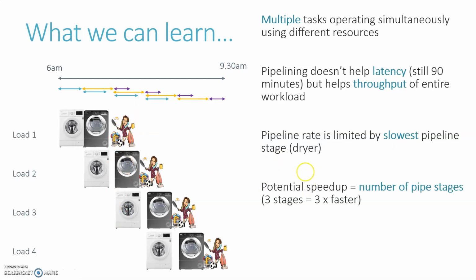Ideally, the potential speed up you can get is equal to the number of pipeline stages. So in this case, we've got 3 pipeline stages: wash, dry, fold. Effectively, rather than having everything happen in one go, because we're doing things side by side, you should be able to get up to 3 times faster. But there's a number of things that hinder this. One, which we've already touched on, is the unbalanced length of stages. Because we have something that's 40 minutes, 30 minutes, 20 minutes, there's going to be some dead time.